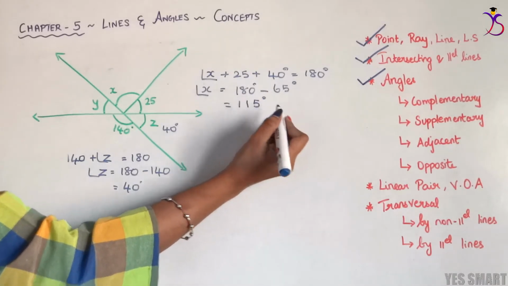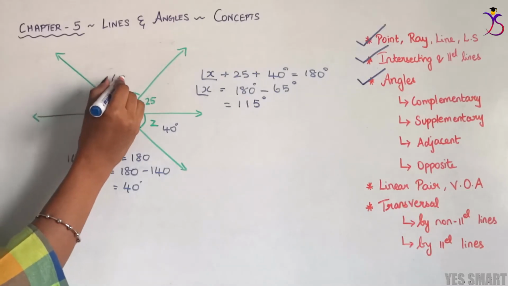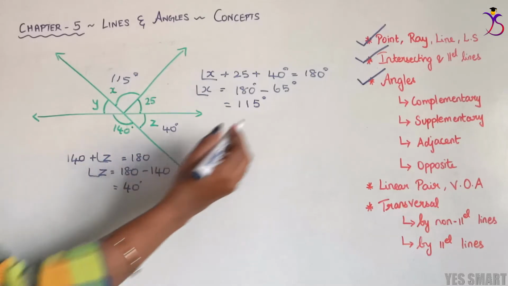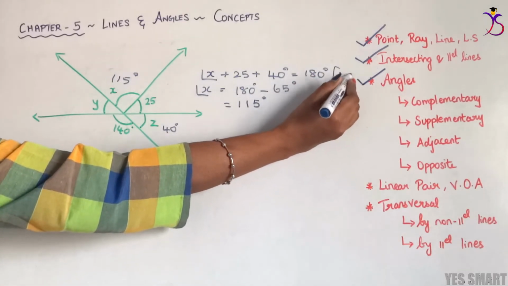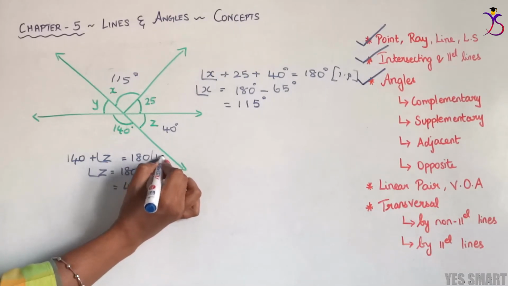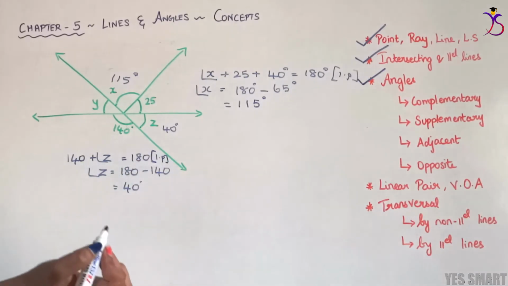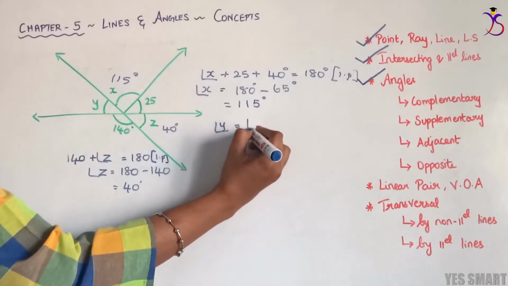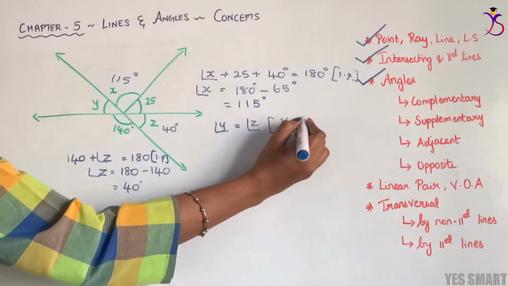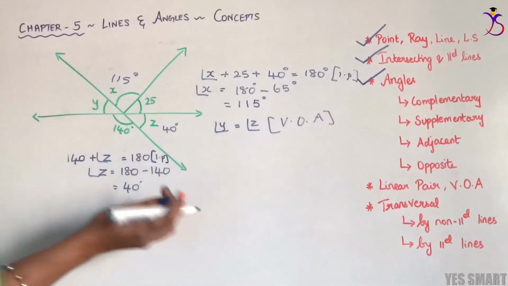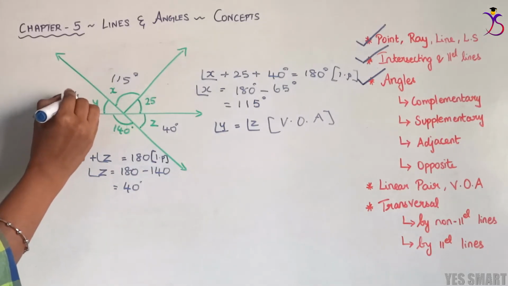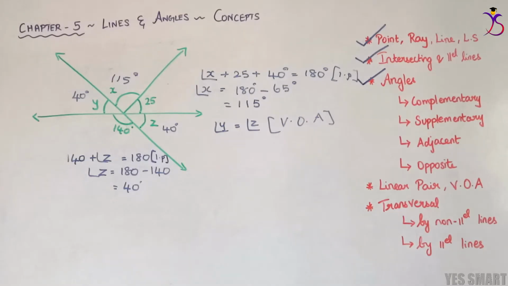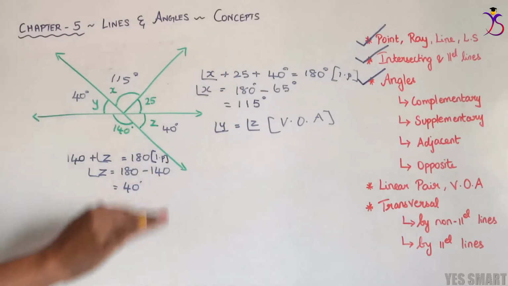So, we have found angle X and angle Z. We are supposed to write the reason behind every statement, so I'm just writing it as linear pair. Now, angle Y equals angle Z. This is because they are vertically opposite angles. So, if angle Z is 40, angle Y is also 40, because they are vertically opposite angles. Hence, we have calculated all the unknown angles.